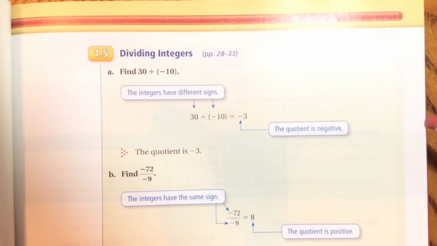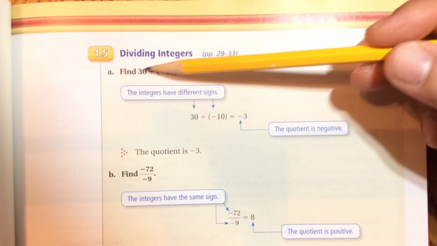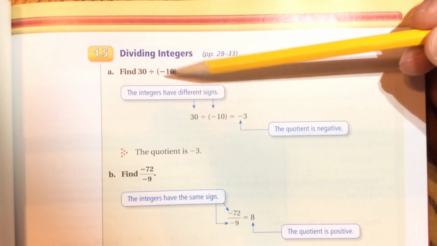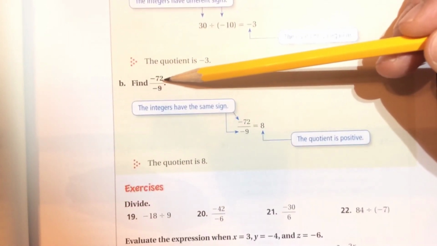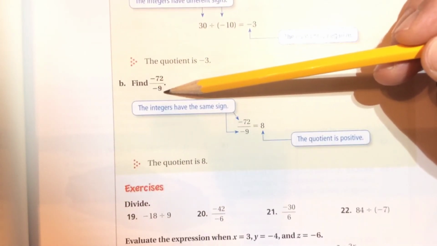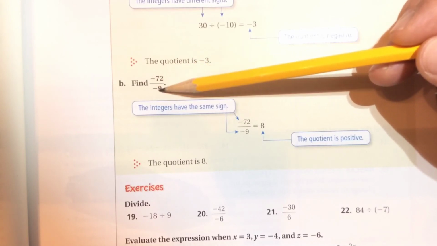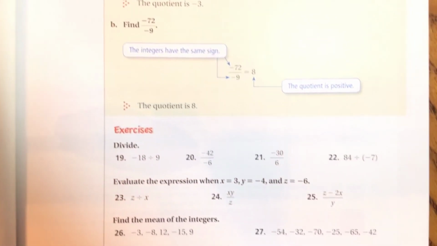Dividing integers was nearly as easy. Same rule, we divide as normal, so 30 divided by 10 is 3. Different signs, negative, so negative 3. Here, negative 72 divided by negative 9. Well, 72 divided by 9 is 8. This time, same signs. Same sign, positive. So positive 8. Here are some problems they gave us.